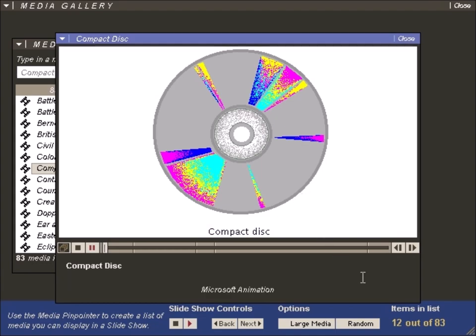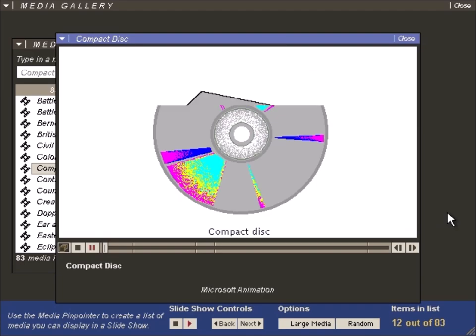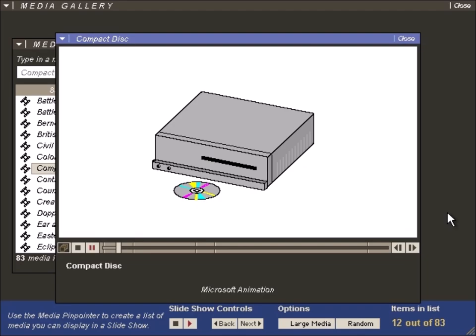A compact disc, or CD, is a plastic disc containing a thin metallic layer that's used for storing large amounts of information. The most popular use for CDs today is for recording and playing back high-quality sound.